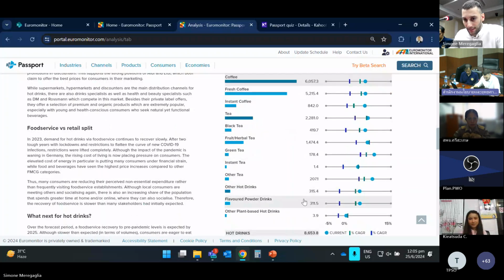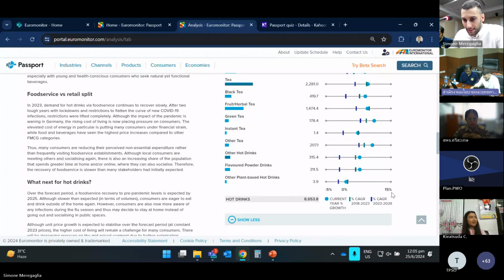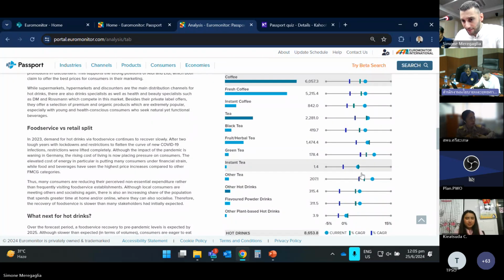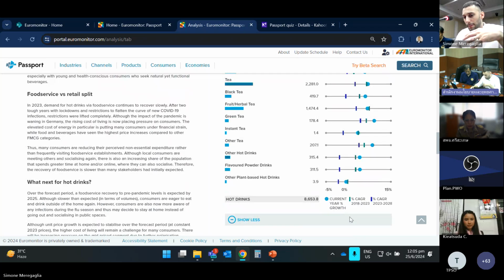The bar is market size, but here on the side, you can look at current year growth, which is the blue ball. Then you can see the compounded annual growth rate in the past 5 years is the green bar, and the compounded annual growth rate for the next 5 years is the blue bar. So, for example, pretty much all hot drinks categories have been growing at a higher rate in the past 5 years than they are growing in the next 5 years. So there's going to be a slower growth, but it's still going to be growth in the next 5 years, according to our analysis.